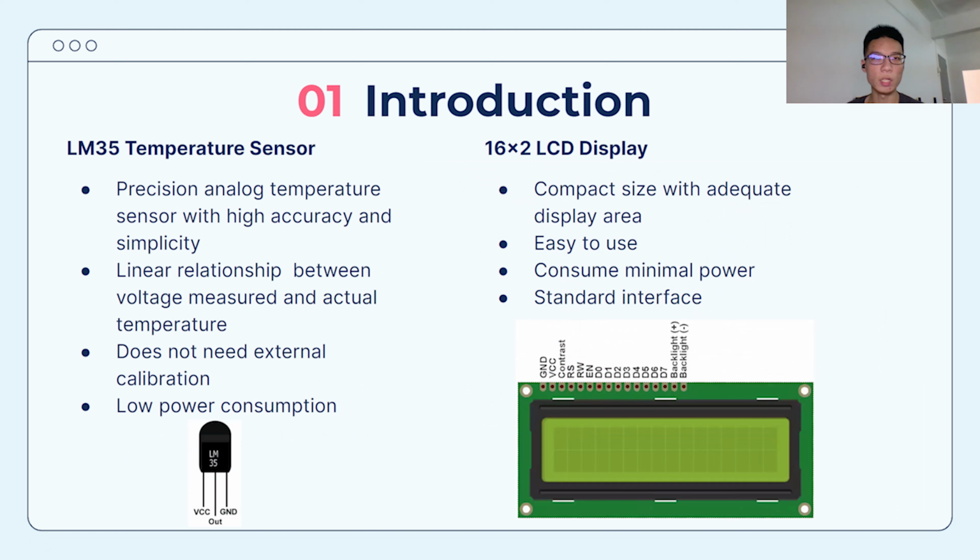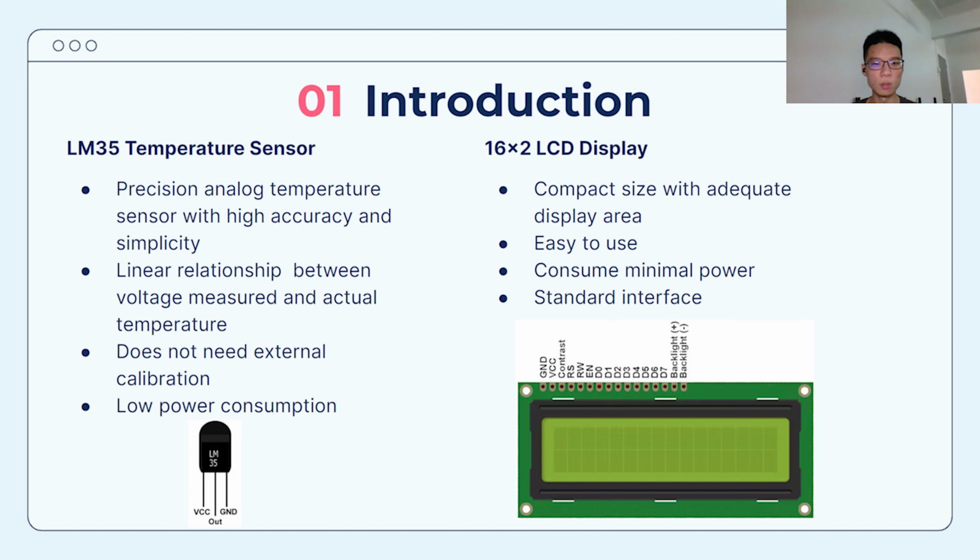The LM35 temperature sensor is highly accurate and simple. The relationship between the voltage measured and the actual temperature is linearly proportional with a factor of 10 mV per degree Celsius. The sensor does not need external calibration. The amount of current used is less than 60 microampere, which reduces the issue of self-heating.